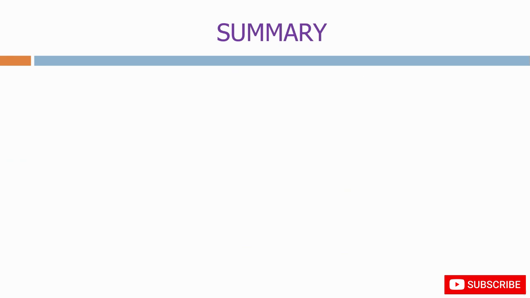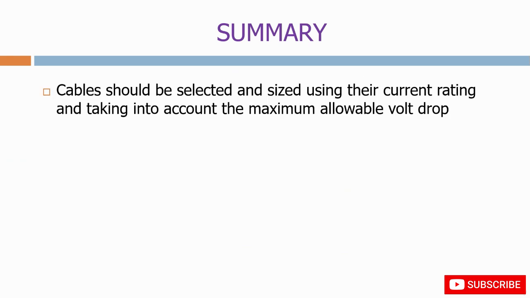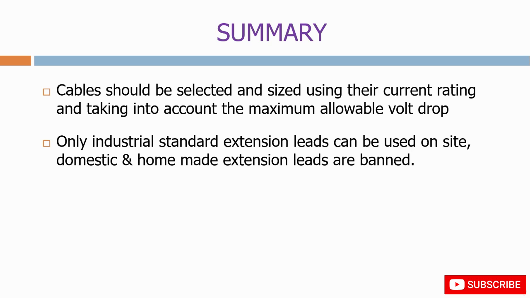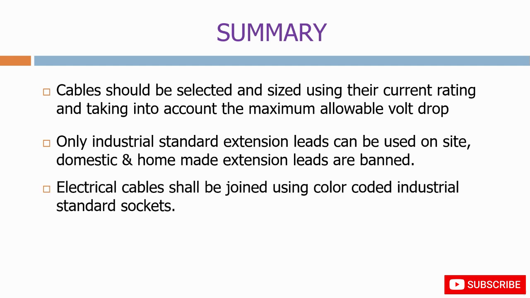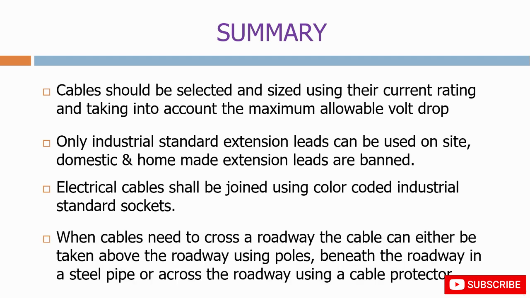Let's summarize what we've learned today. Cable should be selected and sized using their current rating and taking into account the maximum allowable volt drop. Only industrial standard extension leads can be used on site. Domestic and homemade extension leads are banned. Electrical cable should be joined using colour-coded industrial standard sockets. When cables need to cross a roadway, the cable can either be taken above the roadway using poles, beneath the roadway in a steel pipe, or across the roadway using a cable protector.